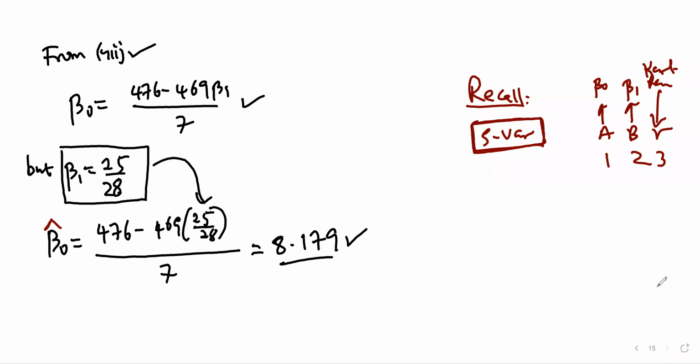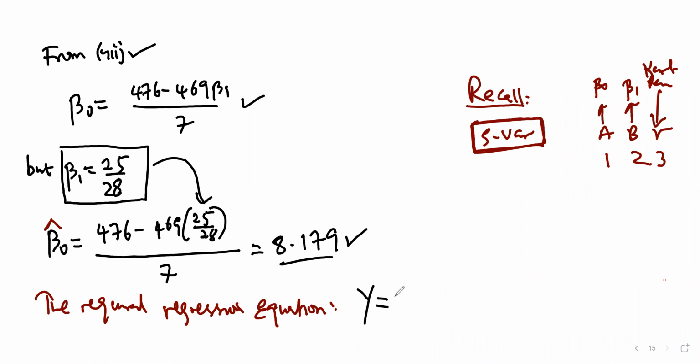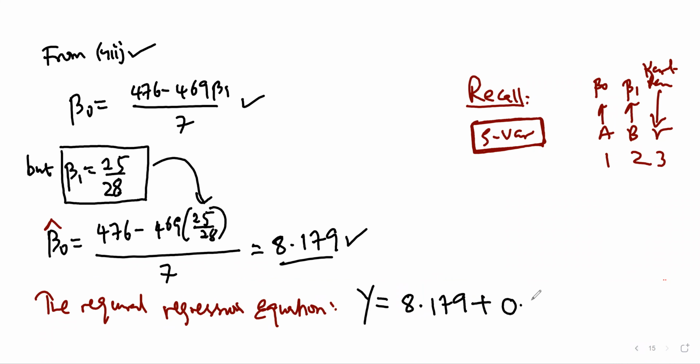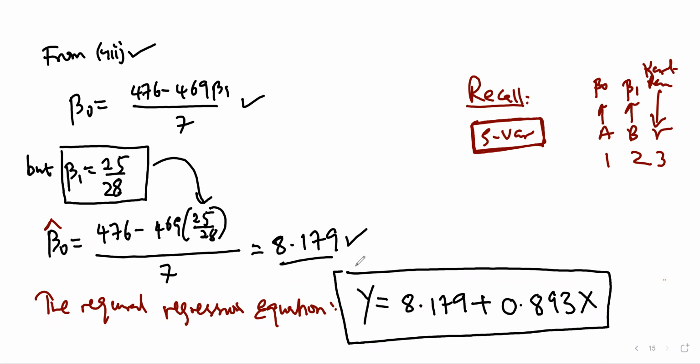Now we can say that the required regression equation is given by y is equal to beta naught, which is 8.179, plus beta 1 x. Beta 1 is 0.893 of x. So that is the required regression equation. So if you are told to fit a regression equation of y on x, then once you solve the regression parameters, that's what you have.